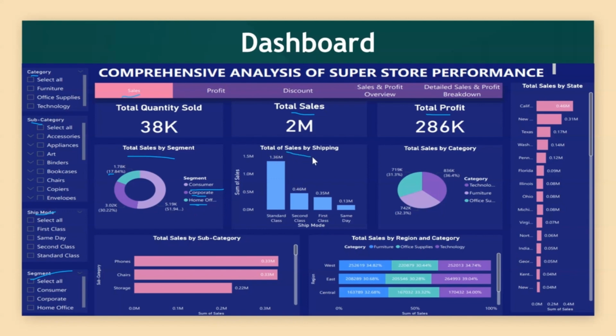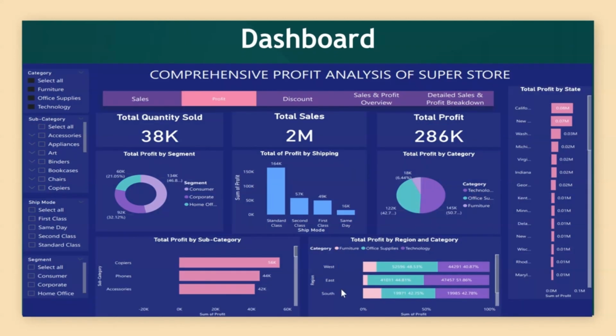While seeing the total sales by shipping, we could see that same day shipping is very low as compared with other shipping modes. Then on comparing total sales with category, we have three categories: technology, furniture, and office supply. The first one here is technology, with 36.4%, the second one is furniture, and the third one is office supply. Comparing the categories, almost all three are around 30%, sharing equally.